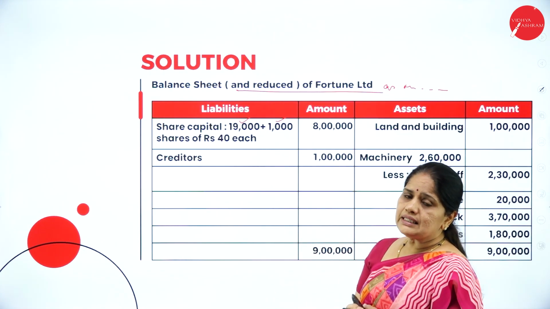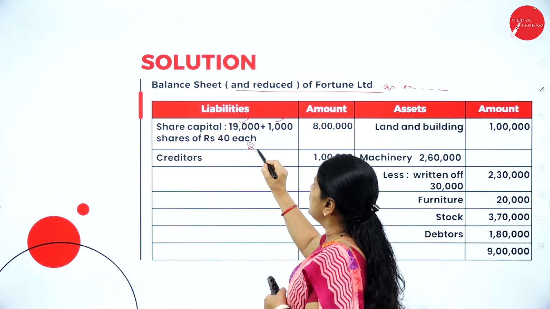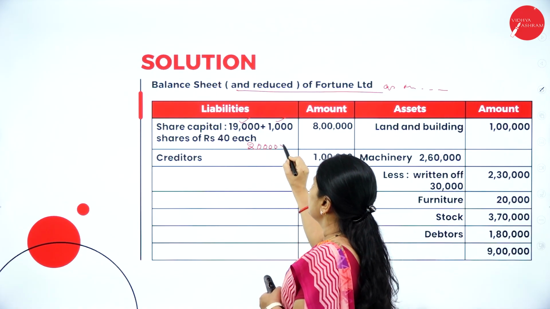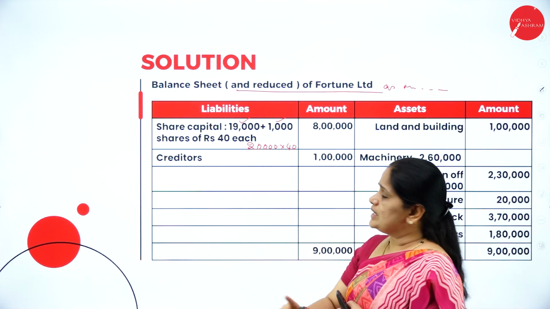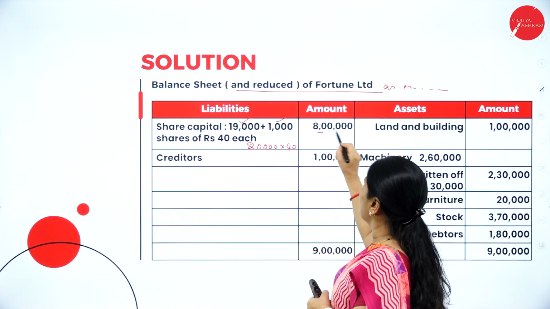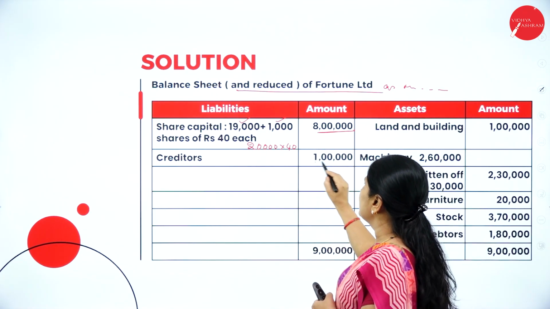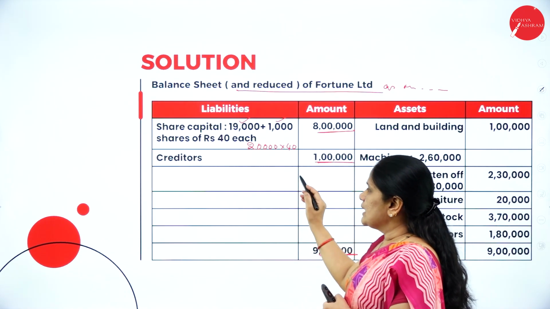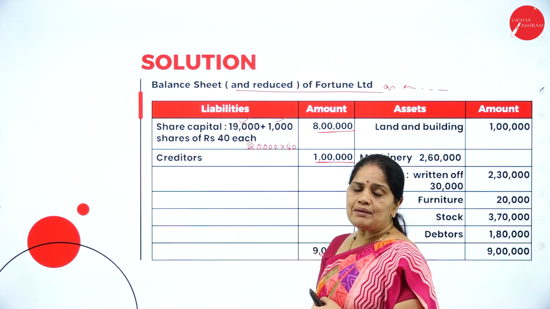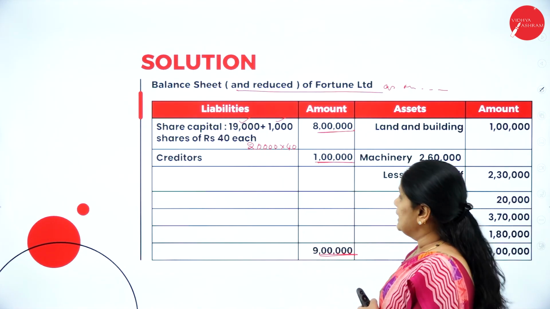So 19,000 plus 1,000, it is 20,000. So 20,000 shares, all the shares are of the paid up value of 40 rupees. So 20,000 into 40, it is 8 lakhs. Then we have the creditors 1 lakh. So total is 9 lakhs. So there are no other entries in the liability side of the balance sheet, so we will not write any entries here.